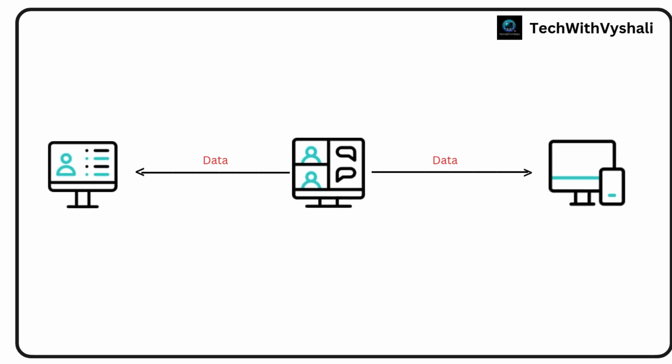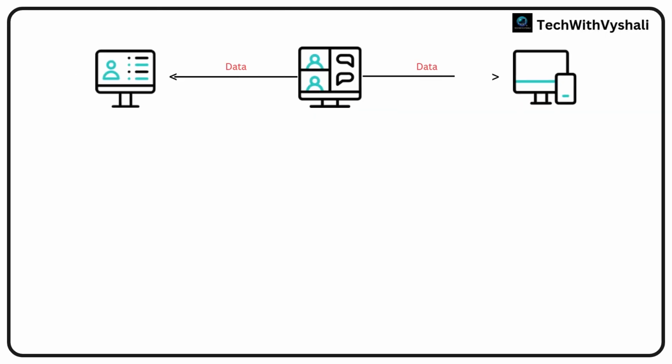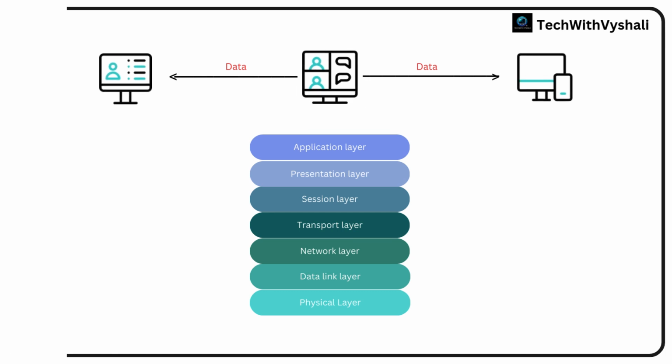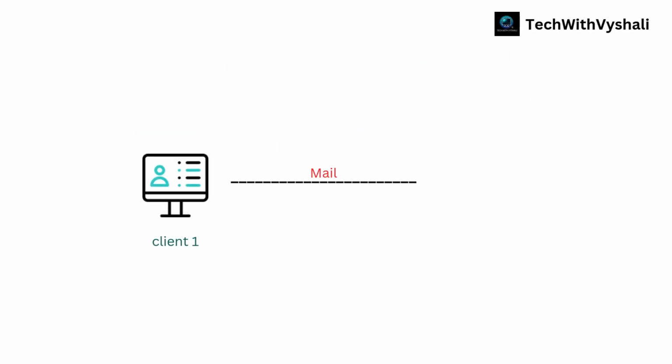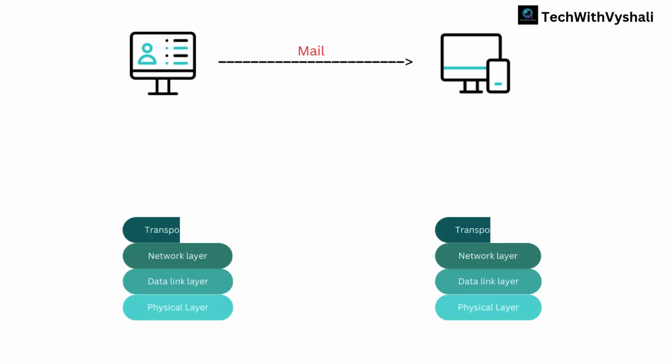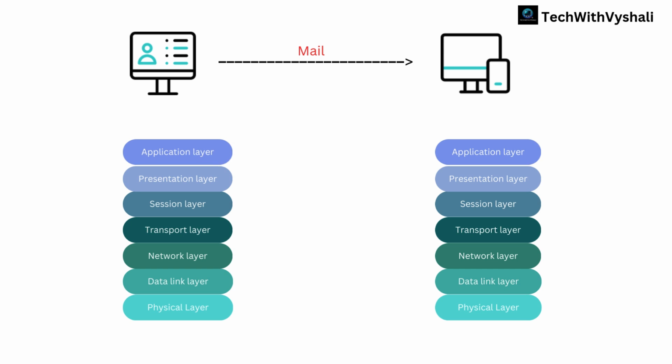Let's break it down layer by layer. The OSI model consists of 7 layers, each with a specific function. Here's a simple analogy to help. Imagine sending a letter through the mail. Each layer represents a different step in delivering that letter to its destination.